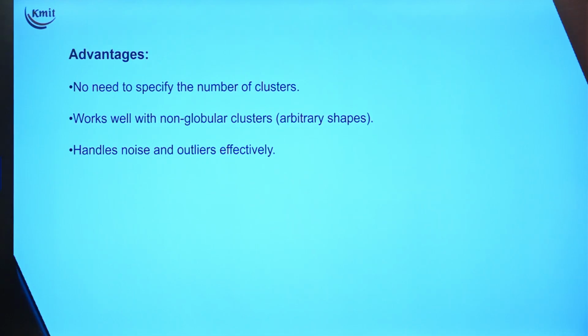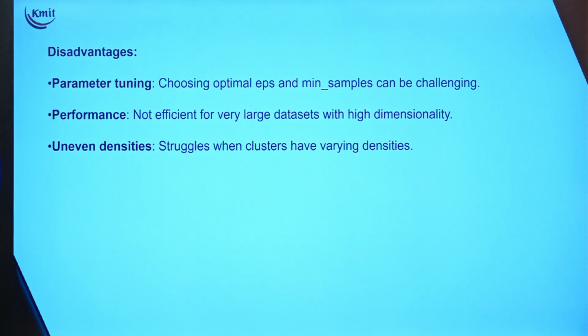When I talk about DBSCAN, the first advantage is we need not specify the number of clusters. It works well with non-globular clusters, that is arbitrarily shaped clusters, and handles noise and outliers effectively. When I talk about disadvantages, there is parameter tuning: optimal EPS and minimum samples can be challenging. It is not efficient for very large data sets with high dimensionality, because each and every point has to be considered for putting it into a core point or border point. And uneven densities: it struggles when clusters have varying densities.